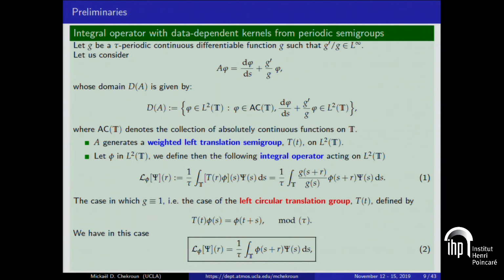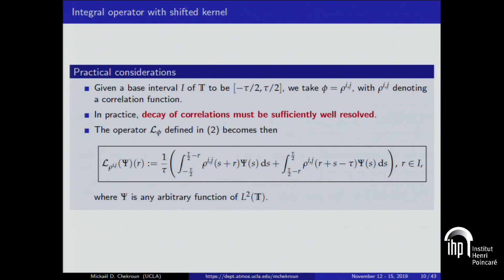And then you're going to cheat. You're going to periodize your autocorrelation. But because you have resolved most of the information, you don't care. And then you need to change the operator a bit. But this is, again, technical. This is the shift.